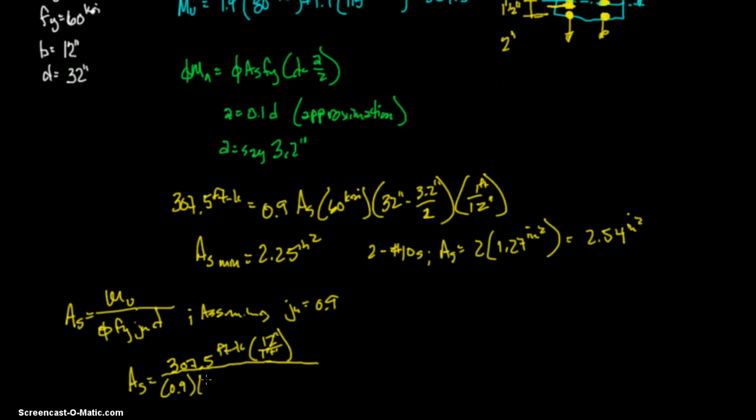Sorry, it's a little bit cockeyed there. fy equals 60 ksi. j equals, assume, 0.9. And then d, we knew, was 32 inches. And what we get is 307.5 times 12 divided by 0.9 divided by 60 divided by 0.9 divided by 32. Let's try again. We get 2.37.